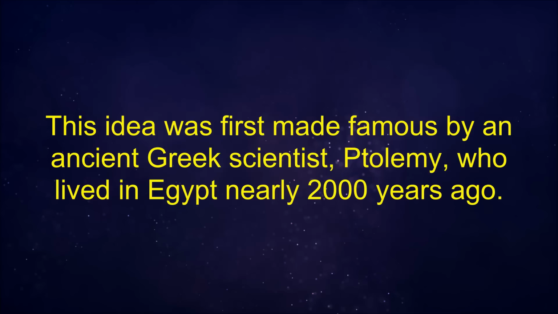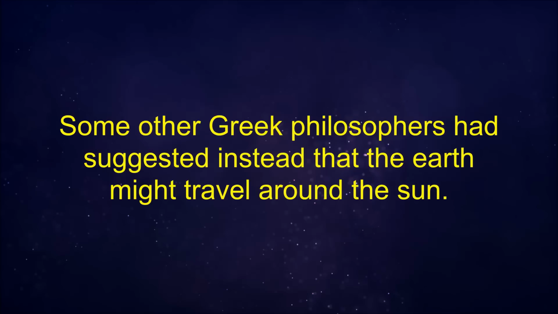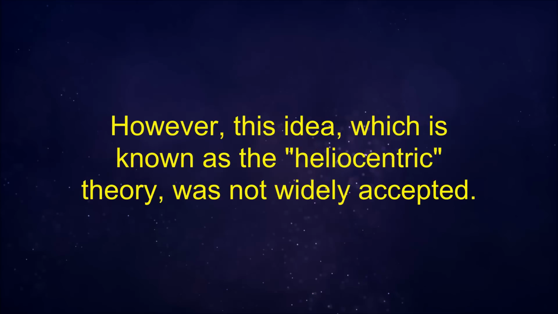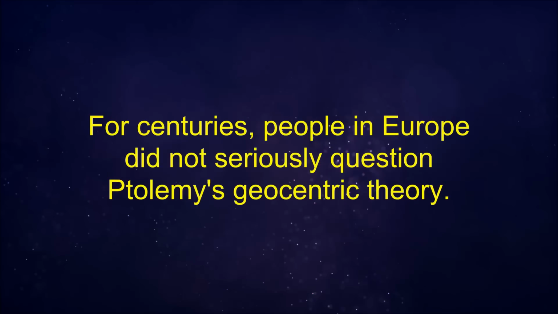This idea was first made famous by an ancient Greek scientist, Ptolemy, who lived in Egypt nearly 2,000 years ago. Some other Greek philosophers had suggested instead that the earth might travel around the sun. However, this idea, which is known as the heliocentric theory, was not widely accepted. For centuries, people in Europe did not seriously question Ptolemy's geocentric theory.